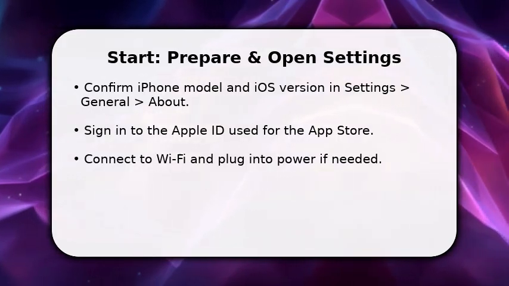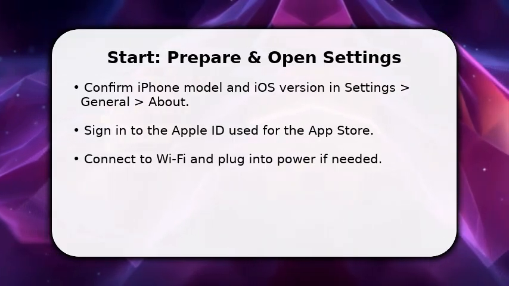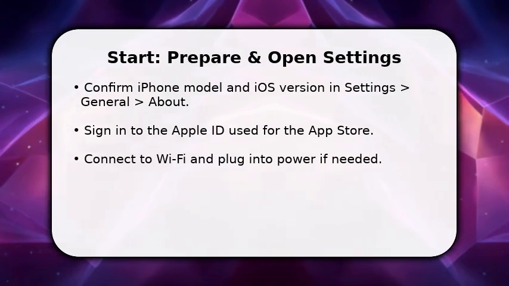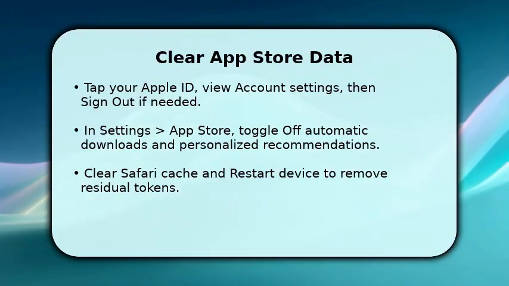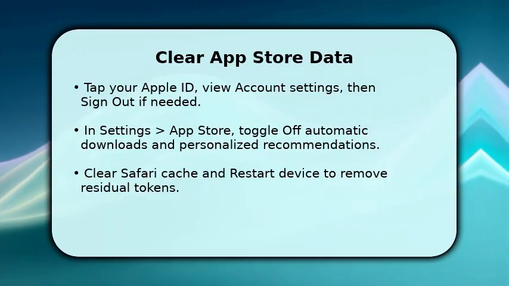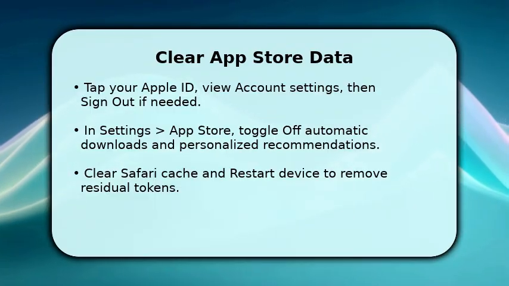You're starting the process now to remove cached and personalized store data, so don't navigate away. Follow each step exactly to avoid losing purchases. Now act. Open Settings, App Store, and disable automatic downloads and personalized recommendations to stop new data collection. Next, tap your Apple ID at the top and select View Apple ID. Sign out if you want to force a fresh state for the store.